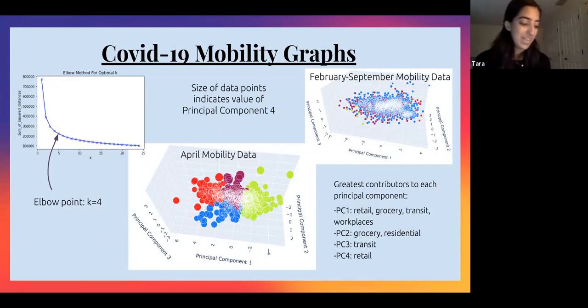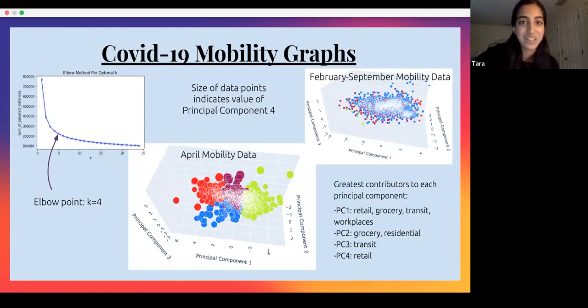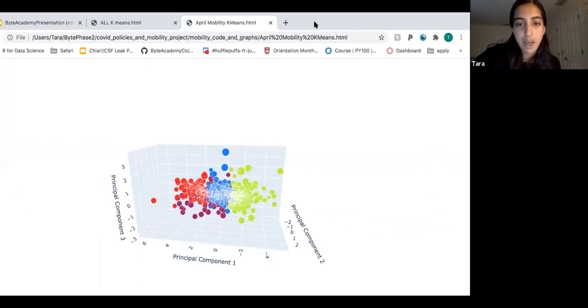But in the middle is slightly fewer data points, with just the month of April. On the axes are the first 3 principal components, and the 4th principal component is represented by the size of the data points. I also put down the greatest contributor to each principal component to put them into more context, so you can see that in the bottom right. And I'll show you the actual graph for April for this.